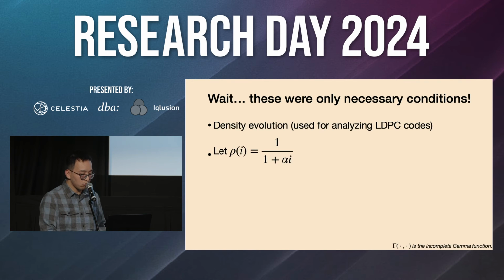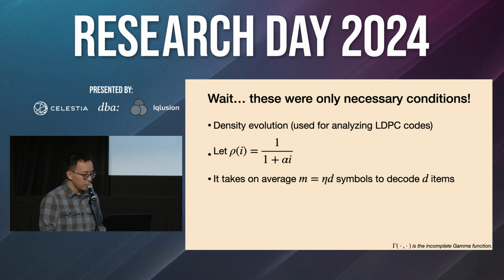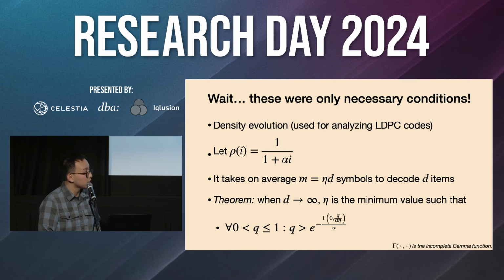So we analyze rho I in this format, 1 over 1 plus alpha times I, where alpha is a coefficient, a parameter that we can use. And we applied this tool on rateless IBLTs. And in the end, we surprisingly get a very nice closed form result, which says you need eta times D symbols to decode D items when D goes to infinity. So here, eta is basically the communication overhead, right? It's kind of the ratio between the number of symbols you need and the number of items that you can reconcile. And we show that eta must satisfy this closed form condition.